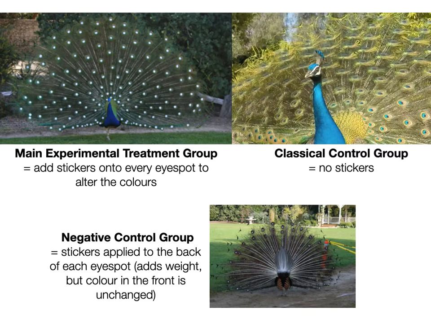So, in addition to my main treatment group and my classical control group, I had a negative control group. And that was a group where I applied the same stickers to the back of each and every one of the eye spot feathers. So it added the weight, but the color on the front of those eye spots was unchanged from its natural coloration. So the idea is that this negative control group accounts for the potential confounding variable introduced in my main experimental group. But I expect the males in this negative control group to have the same mating success as the males in my classical control group.